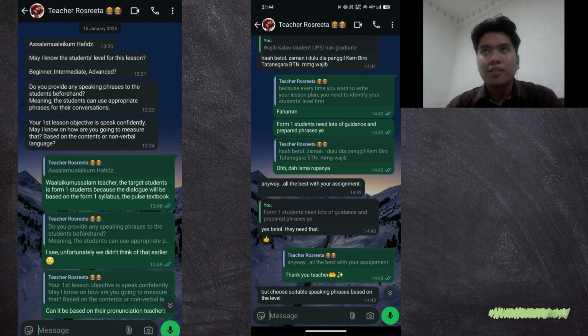As mentioned in an earlier slide, the objective of the activity is not something that is easy to measure, which is the students' confidence and the students' pronunciation of the words, because in speaking skills for Form 1 students, the second teacher recommended that this activity would prepare actual thought-out phrases for the students to use in their conversation for the activity.